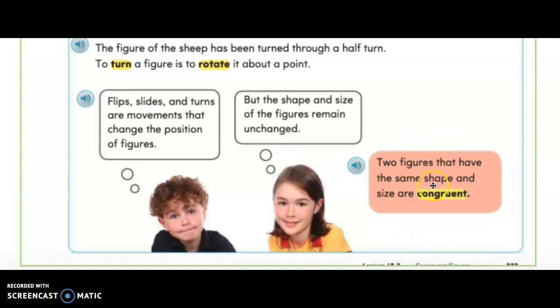Okay, and we are going to get into what it means to be congruent, but we basically just touched upon it. So two figures that have the same shape and size are congruent. So if they are not changing, which all of these that we just talked about, they cannot change, then they are congruent figures. They're the same size and the same shape.